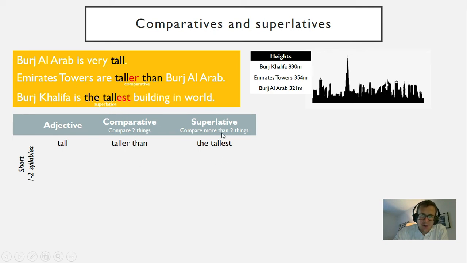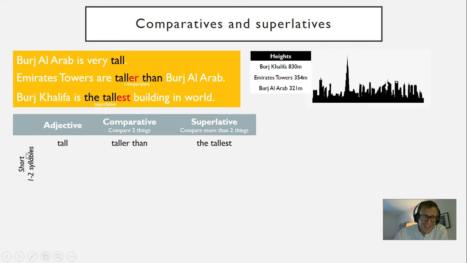A superlative is more than two things. For example, Burj Khalifa is the tallest building in the world. So all the buildings in the world, or you could just compare three buildings, but as long as it's more than two, we use this form, the tallest.